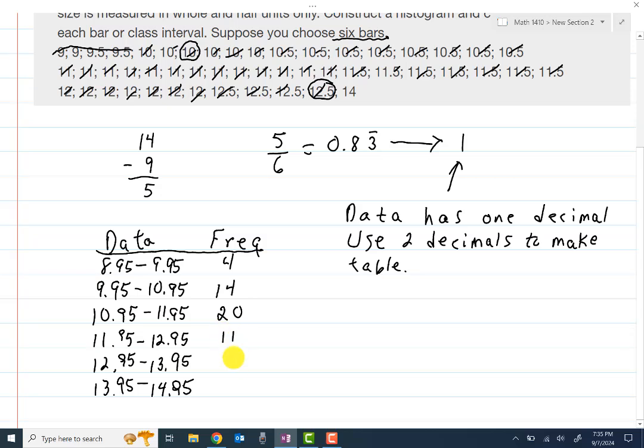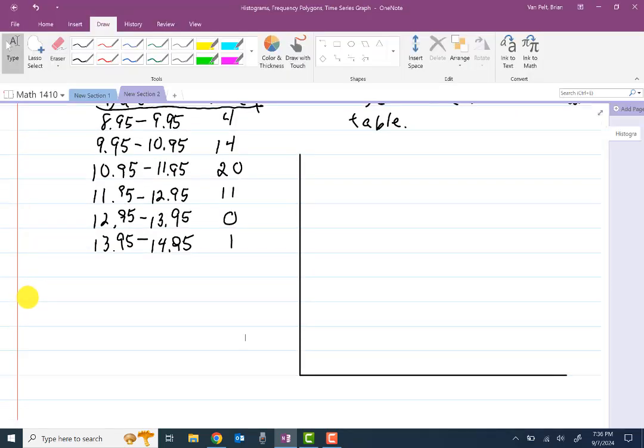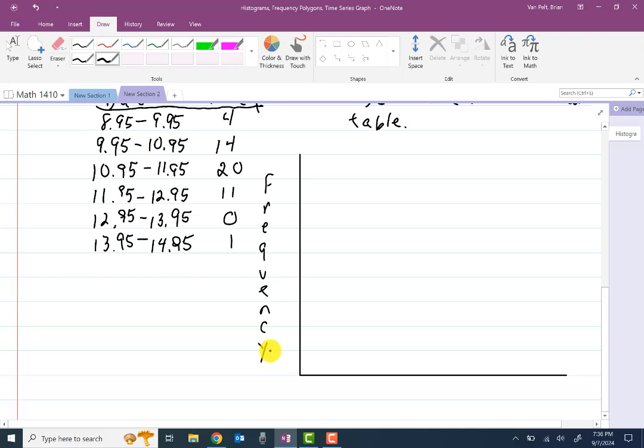Well, there's no 13, so I got a 0 here. And there's only 1 in the last range. So this table is going to tell me how to draw the graph. I'm going to use this area here from which to draw. I need to go up to 14 on the frequencies. As before, the frequencies will be put along the vertical axis, and then at the bottom we'll just put class.